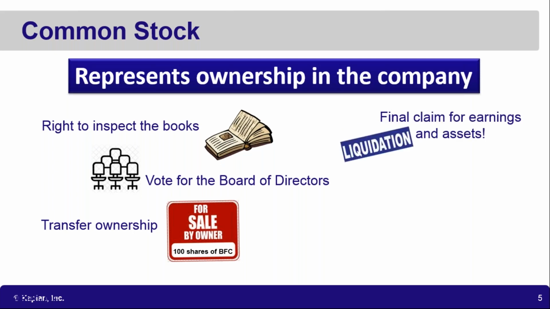You also have a claim on the assets of a corporation if they go bankrupt. That's called liquidation. Liquidation is where they sell other assets and they go out of business. You have a claim on those assets. However, you are actually the low person on the totem pole for that. You're the last person to get your money if the company goes bankrupt.